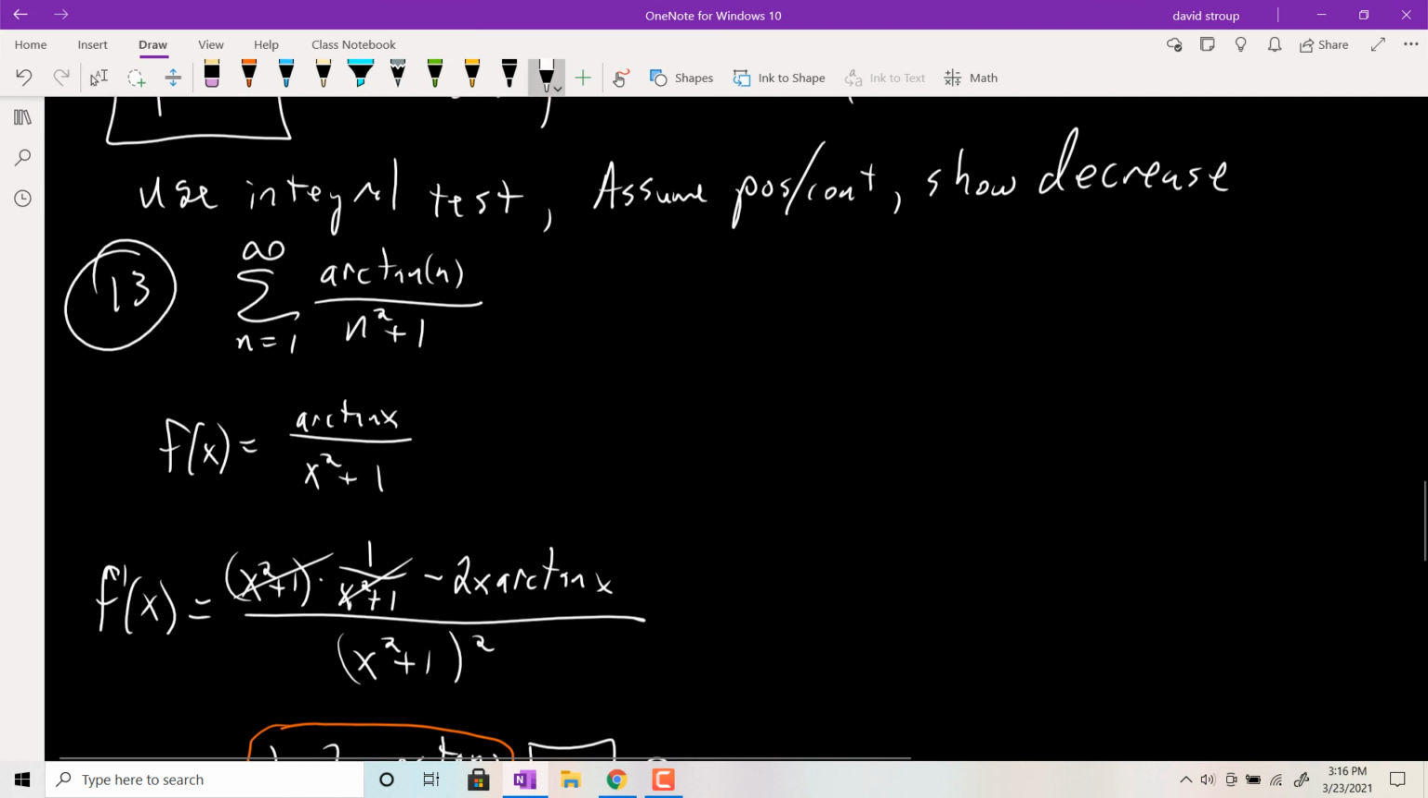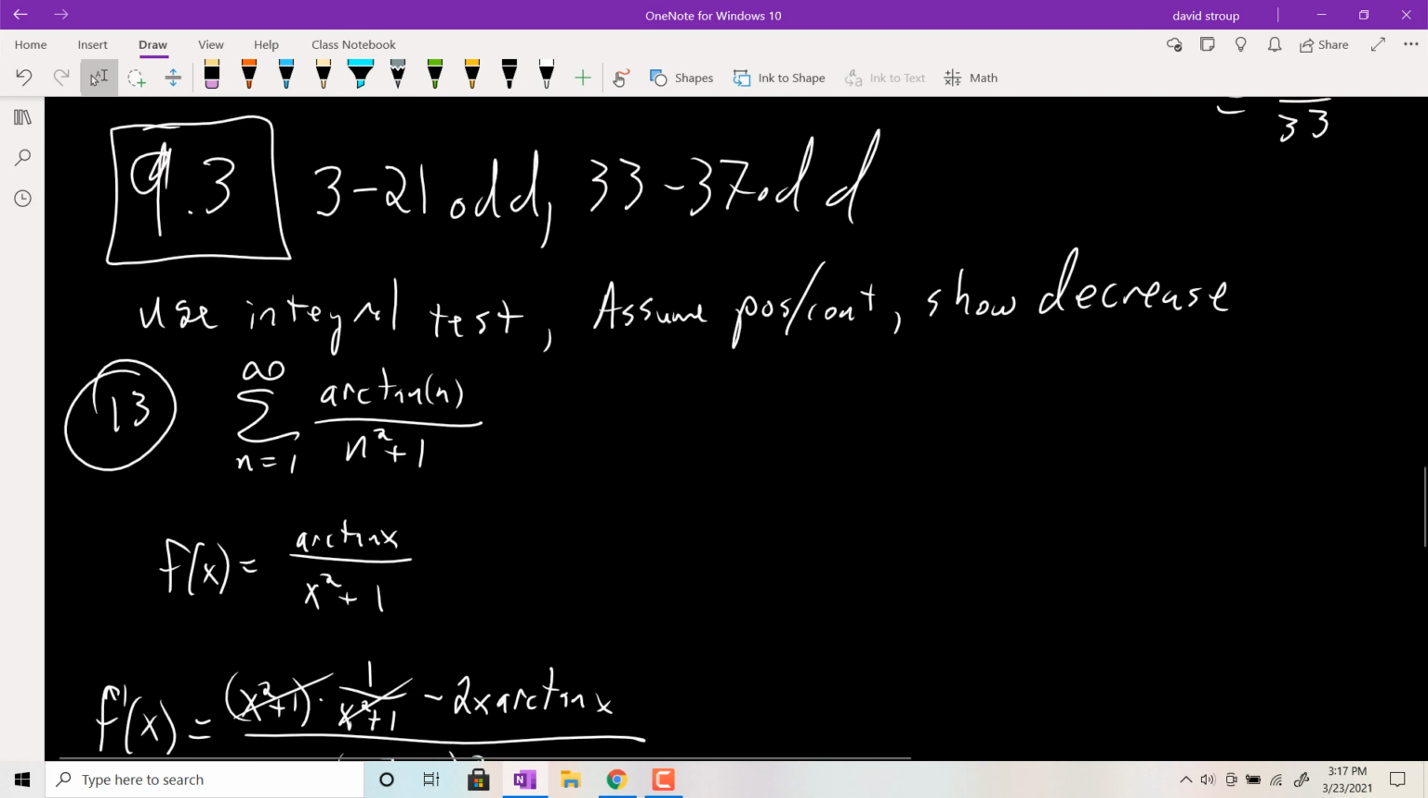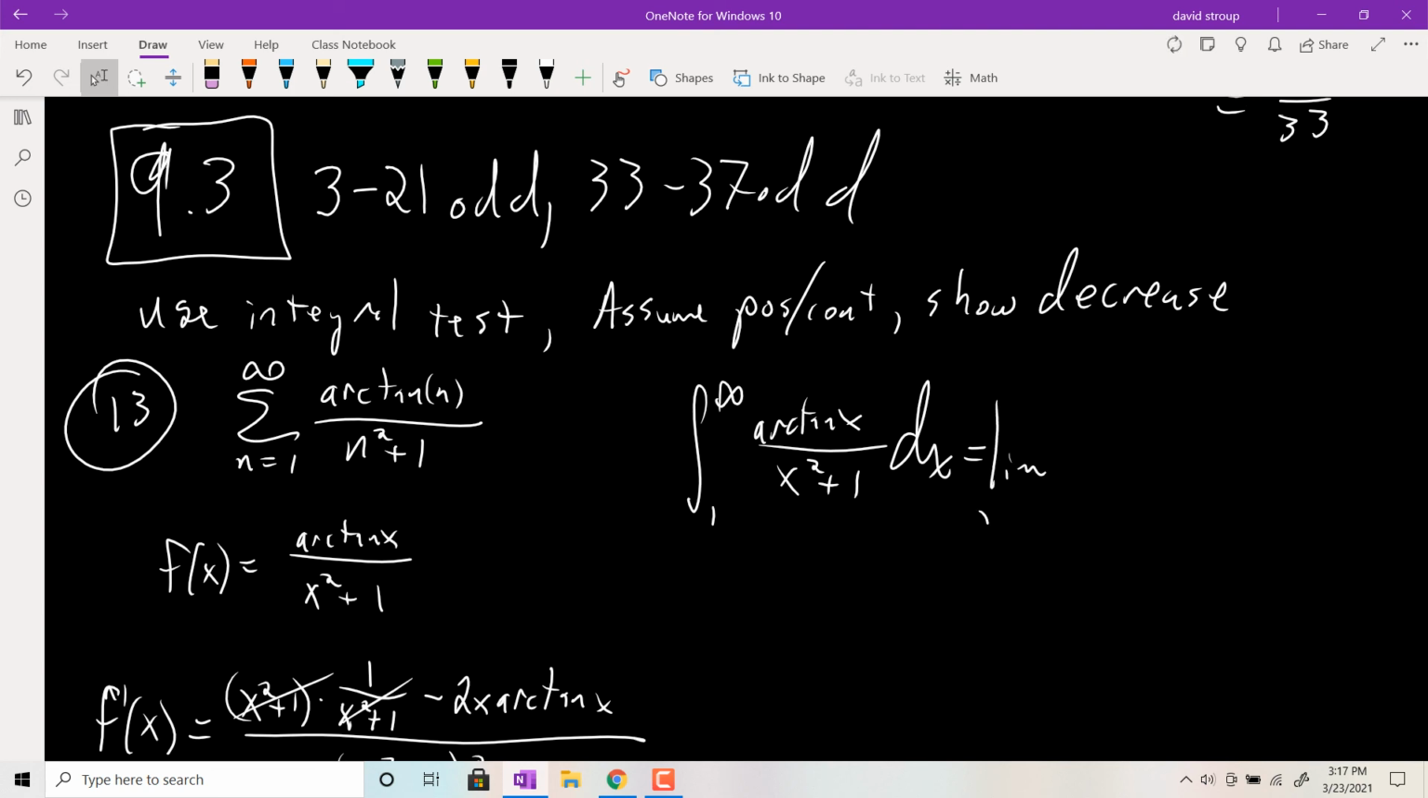Once you've taken the derivative and you make the statement that it's less than 0 and therefore decreasing, you can go ahead and do the integral test. So you have the integral from 1 to infinity of arctan of x all over x squared plus 1 dx. And then we're going to change that into the limit as b goes to infinity of the integral from 1 to b of arctan of x all over x squared plus 1 dx. You don't use x as the limit, use some generic variable like b.